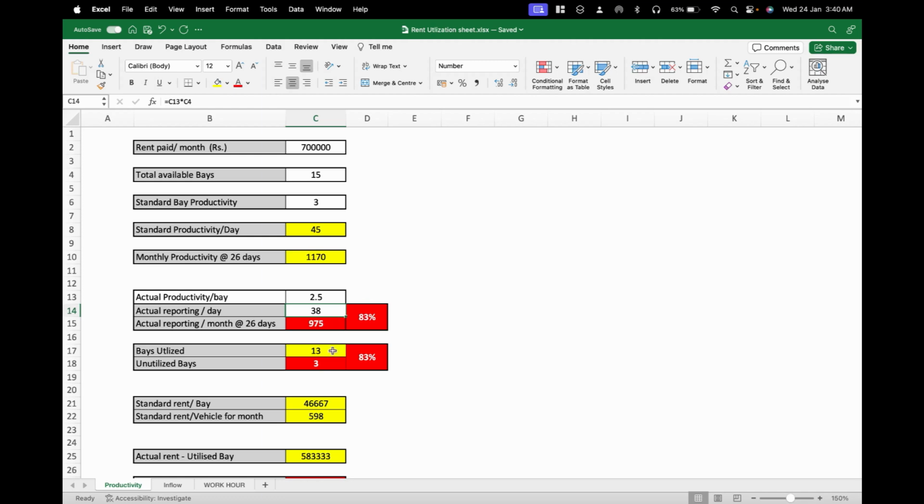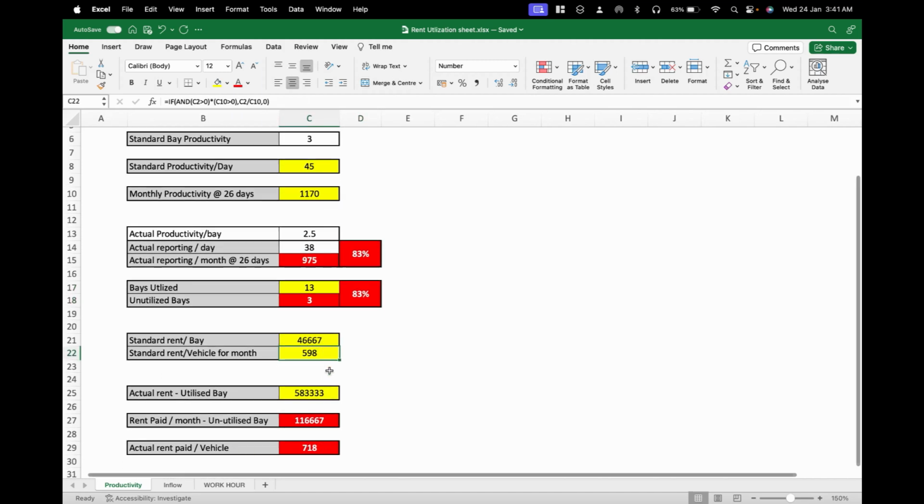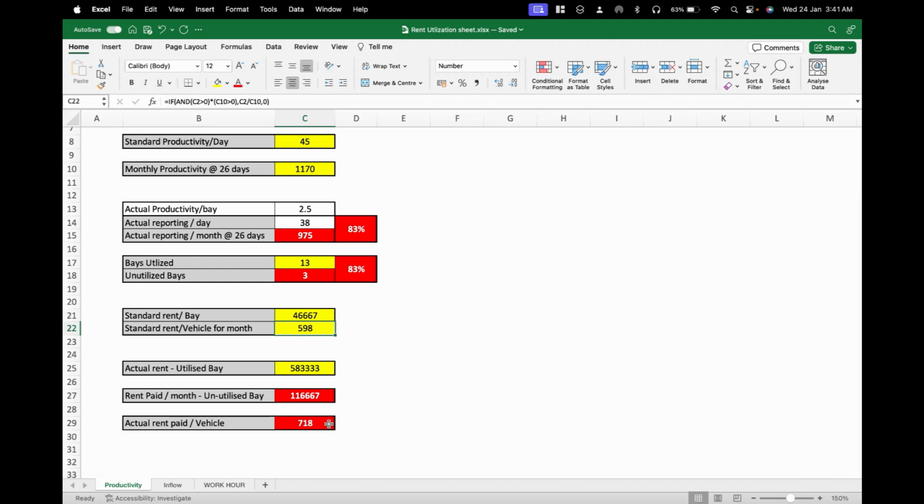Only 13 bays are utilized. 3 bays are not utilized. Your bay utilization percentage has come to 83%. Your standard rent per car was 598 rupees, whereas now you are paying 718 rupees per car, and almost 1,16,000 rupees you are paying as rent for unutilized bays.